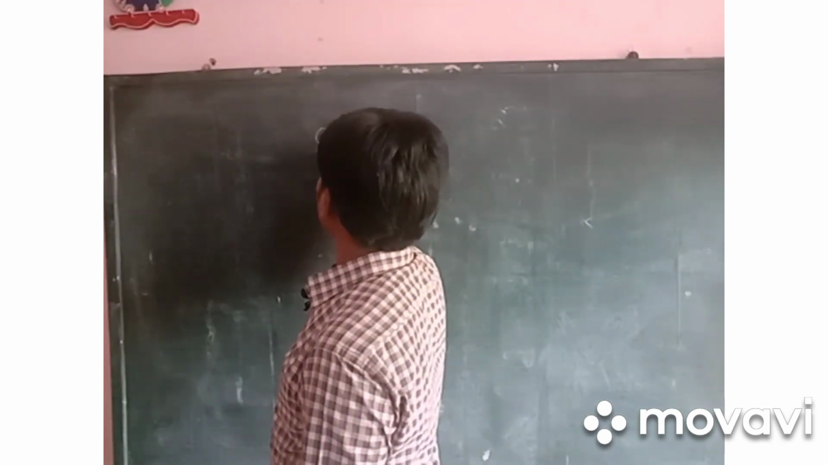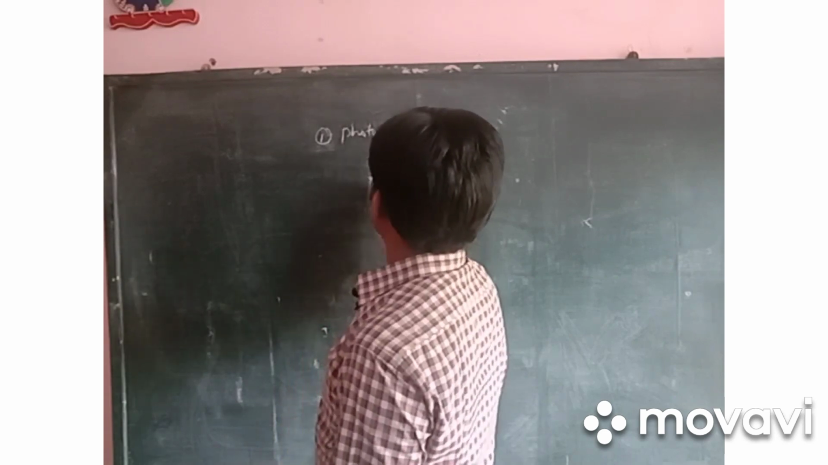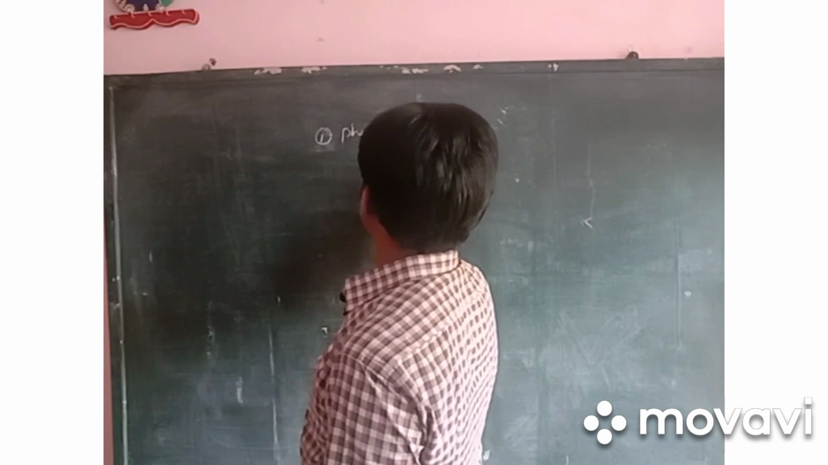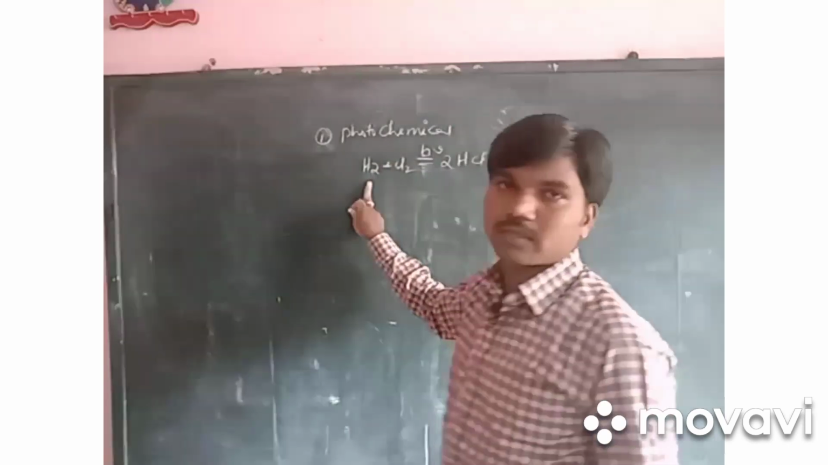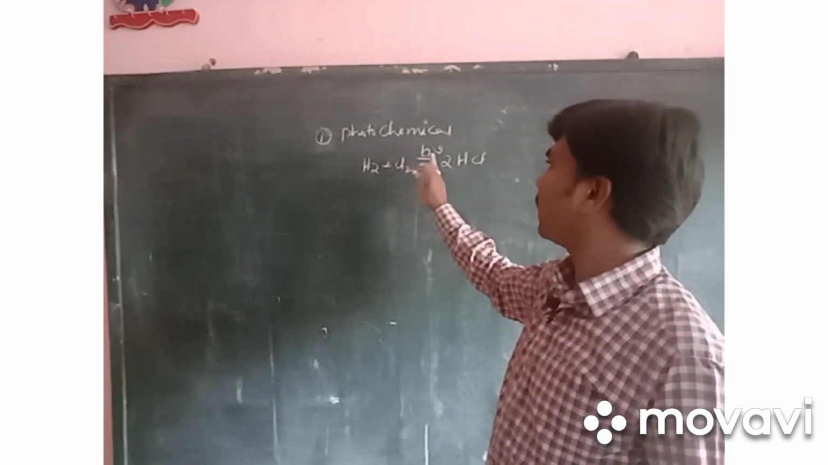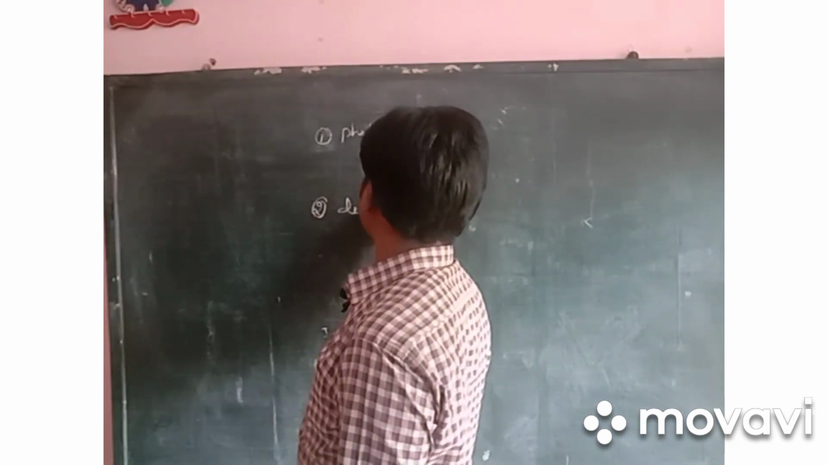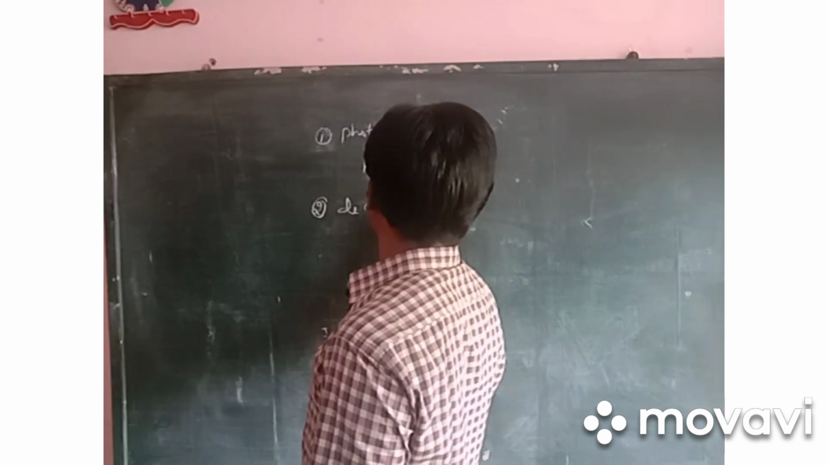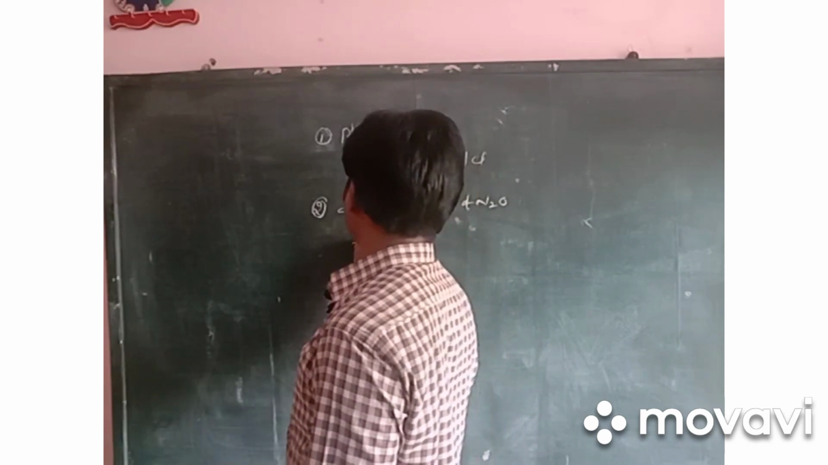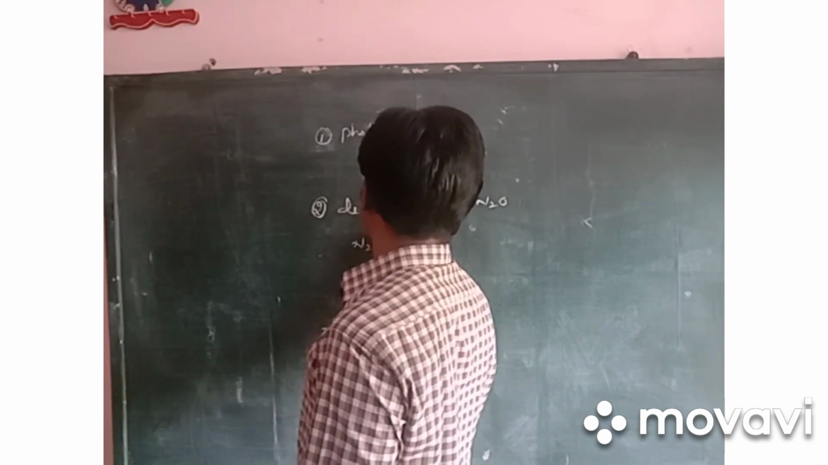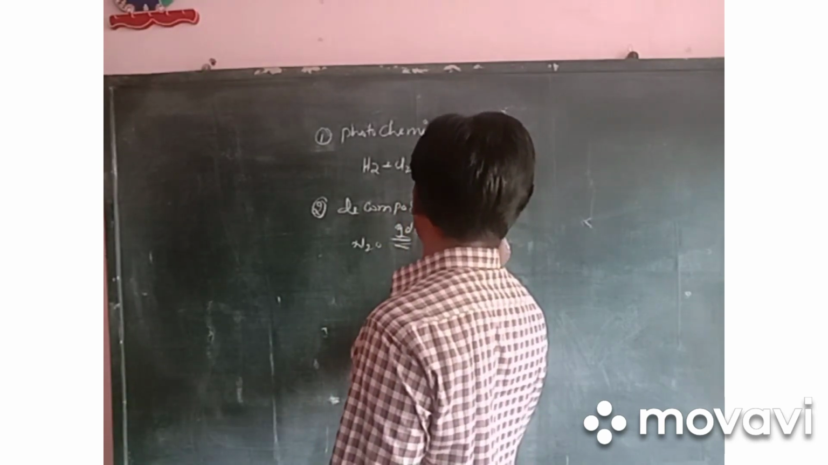So first one is photochemical reactions. Photochemical reaction means H2 plus Cl2 gives rise to HCl. So it does not depend on the hydrogen concentration and chlorine concentration. It will depend only on the intensity of light. So second example is decomposition of N2O, nitrous oxide. So N2O decomposes on gold surface, giving N2 plus half O2, right?